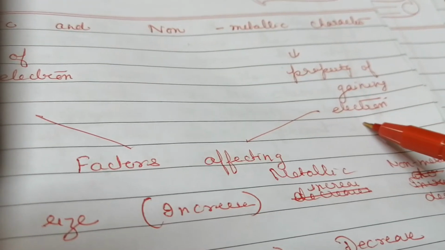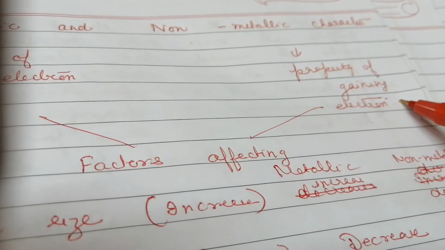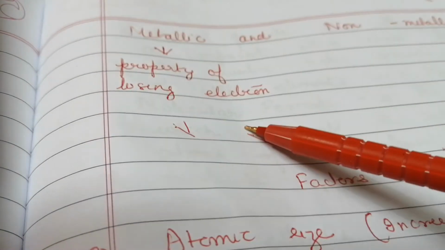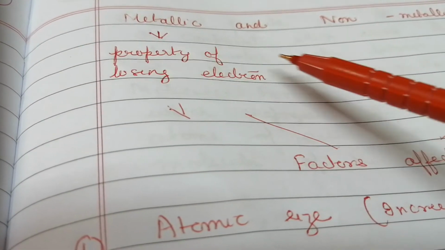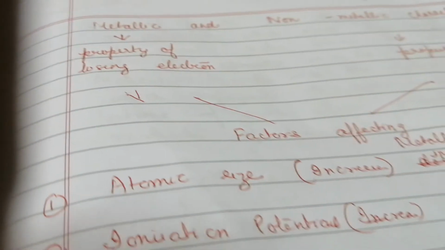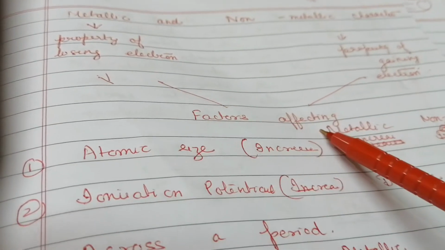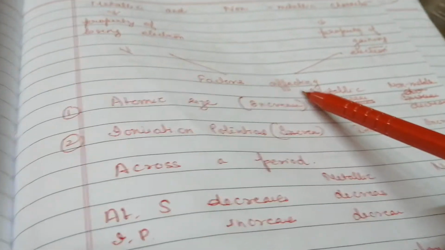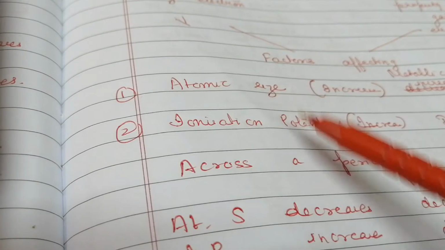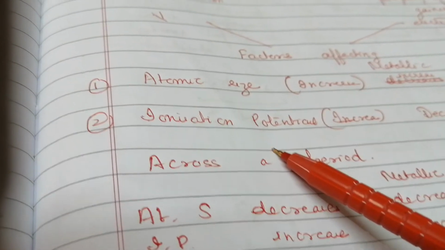So the tendency of gaining an electron is non-metallic character, and the tendency of losing an electron is metallic character. Now the factors affecting it, again we are going to talk about the factors here. The first factor is the atomic radius, and the second one is ionization potential.